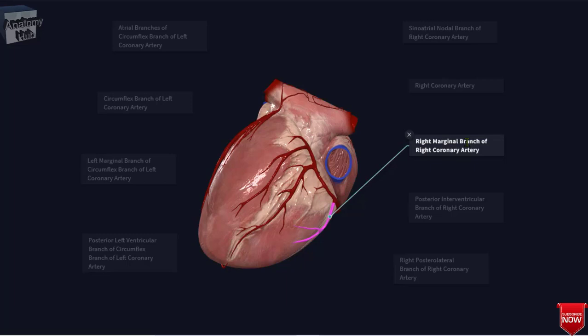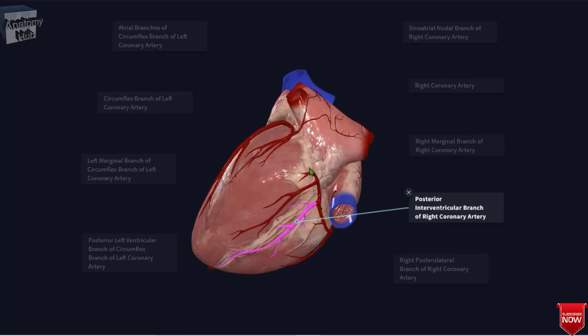The right coronary artery continues to the posterior surface of the heart, still running along the coronary sulcus. The posterior interventricular artery then arises from the right coronary artery and follows the posterior interventricular groove towards the apex of the heart.